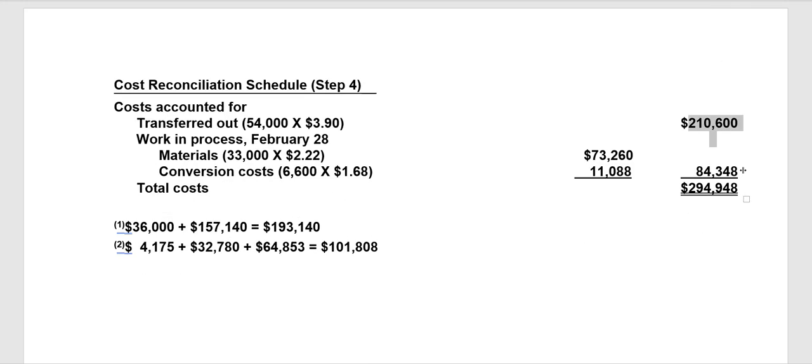This total of $84,348 is the ending balance in your work in process account, which will become your beginning balance for the next period.